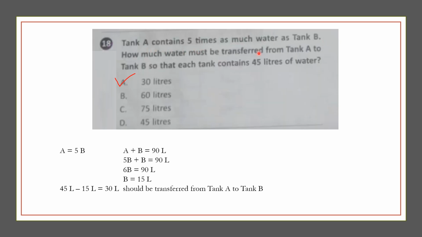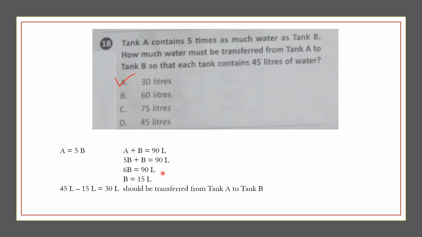And second thing is given, when they transfer the water, each contains 45 liters of water. So total amount is 90 liters of water. So A plus B will be 90 liters. Now we can replace the value of A from here, it is equal to 5B. So we get 6B equals 90 liters. So B equals 15 liters.